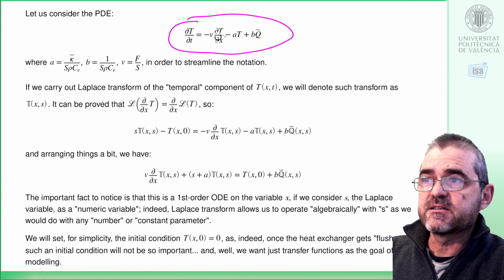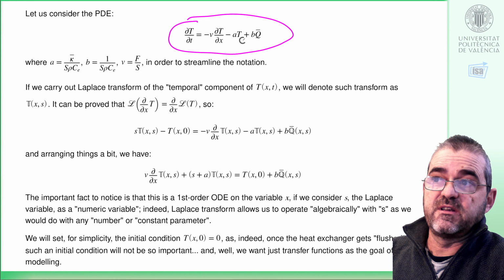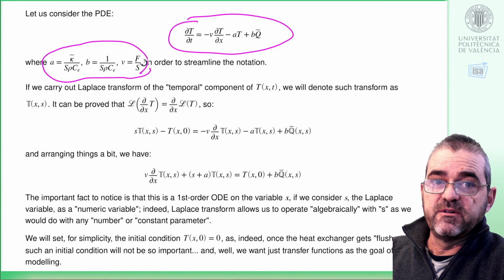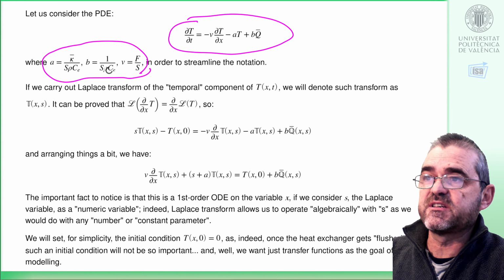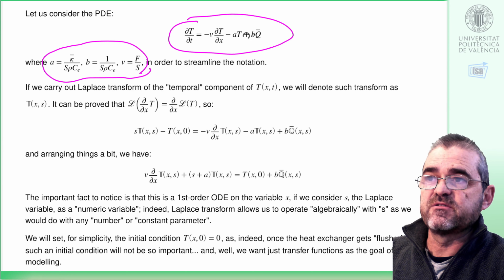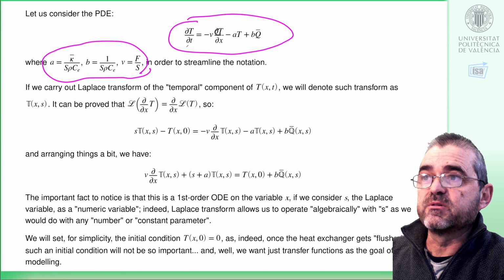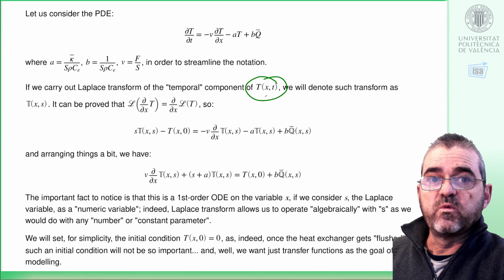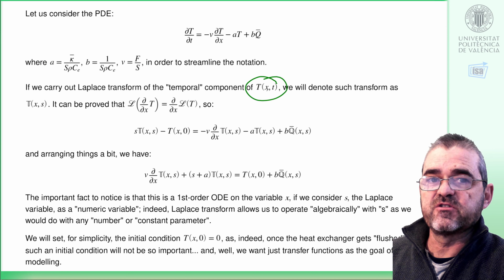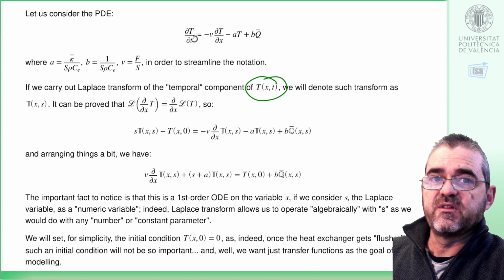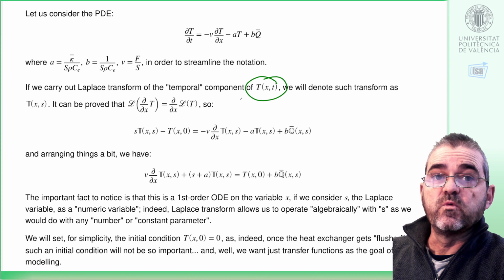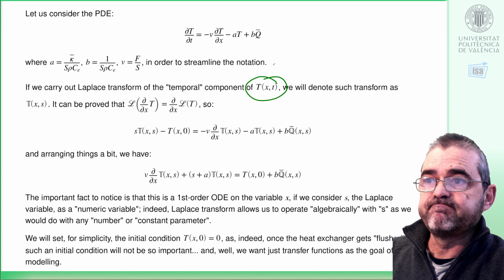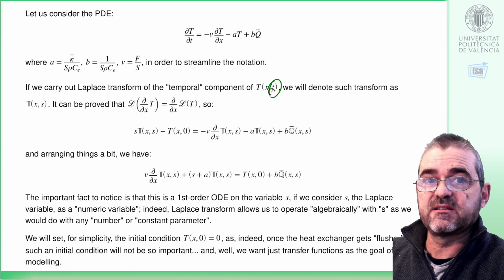So let us discuss how to solve this PDE, which is exactly the same, but in order to avoid clumsy notation with lots of physical coefficients, we have just named as V the transport velocity and A and B the coefficients that multiply temperature and heating power, so we shorten notation for further developments. As we said, we want to find a temperature function of both position and time that solves this partial differential equation. We are going to use Laplace transform only on the time domain.